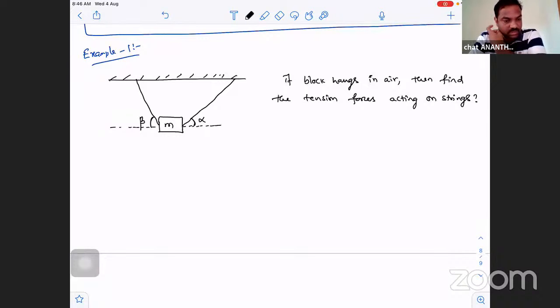Please solve properly. I'm asking for T1 and T2 values only, but you are giving the answer in terms of T1. What is the tension value in both the strings? Your answer should be in terms of mg, alpha and beta. I've given m, so mg will be there. Alpha and beta you should give in the answer. Alpha and beta are the angles.